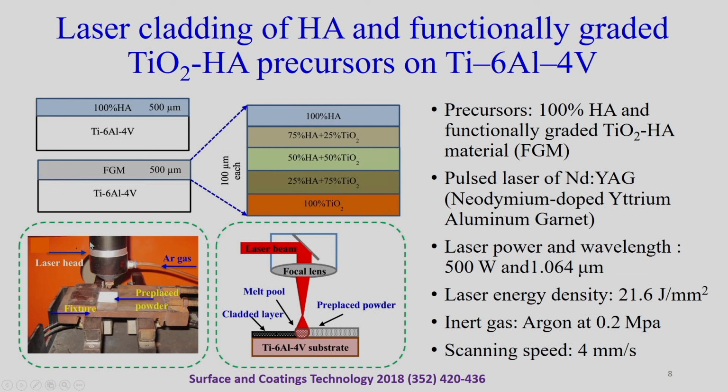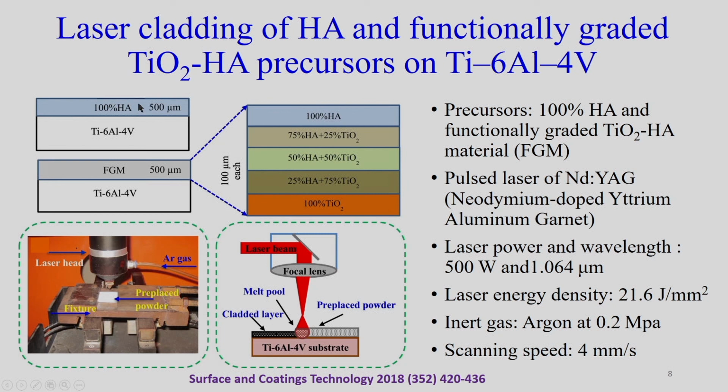And this is how it works. You have an argon gas, this is a laser beam, and this is your substrate. So, if you just see here, this titanium substrate, this is the prepared powder of the thickness of 500 micrometer, and once we apply the laser, it melts and gets deposited on the surface. Here you see this is the cladded layer, this is the pre-placed powder, and here we are applying the laser beam. For the pulse laser we used neodymium doped yttrium aluminum garnet, and laser power and wavelength was 500 watt and 1.064 micrometer. Laser density was 21.6 joule per millimeter square. We applied the inert gas argon at the pressure of 0.2 megapascal, and scanning speed was 4 millimeter per second.